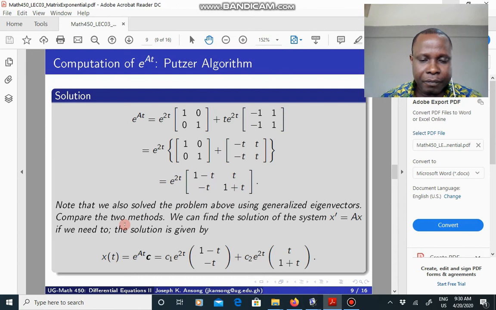Now we have solved this same problem for the matrix exponential using the first two approaches, the previous approaches. So you can compare and see which one you prefer, which one you think is easiest to apply. Now if you are asked to find a solution to a system x prime equals Ax, then the solution becomes easy. Just take the matrix exponential and multiply by a constant vector c, and that gives you the solution to the system.